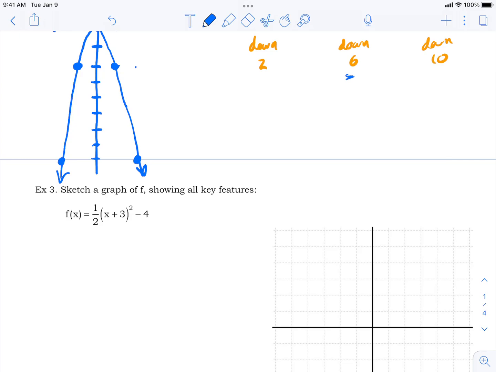Well, it's not negative. There's not a negative, so it opens up. That part's the same as usual. That's supposed to be an arrow. Now the 1/2 here tells me not a vertical stretch, but a vertical compression by a factor of 1/2. So in other words, it's going to climb half as fast.